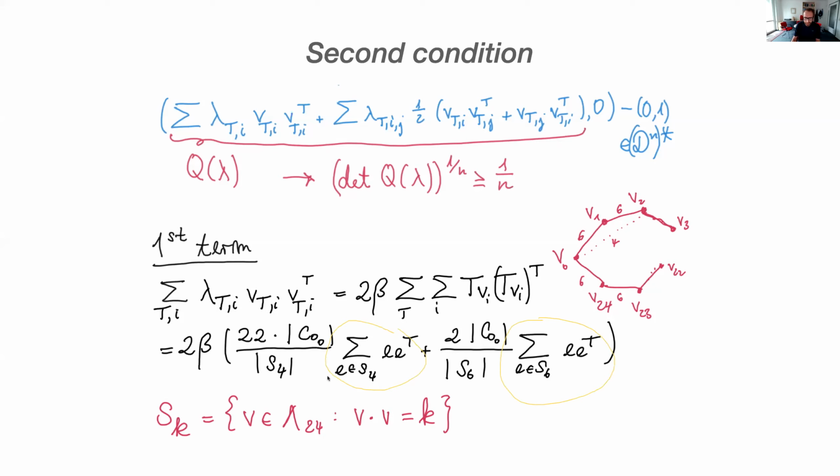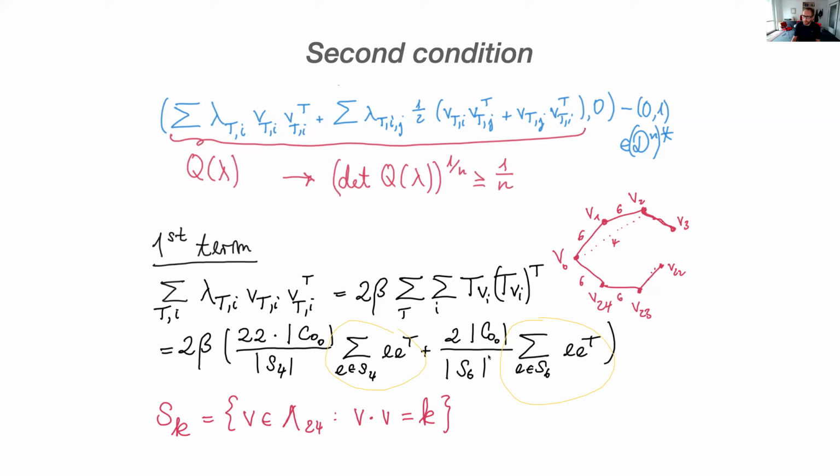So what is a sum? Yeah, this sum is simply, we take all vectors E in S4, and S4 is the shell of the Leech lattice, where our lattice vectors have square length 4. And we take these vectors E times E transpose. Of course, everybody in the audience knows how many summands we have. The same we do also for shells of squared length 6.